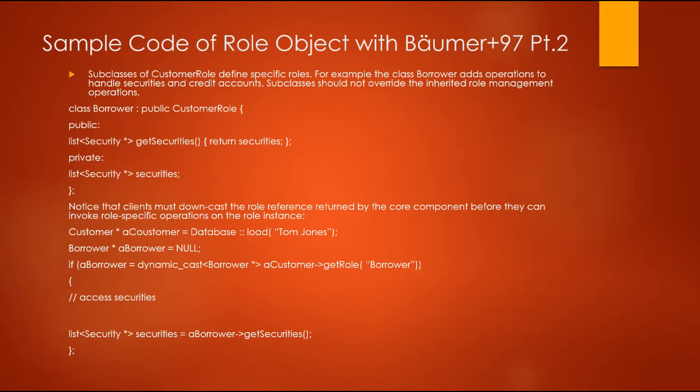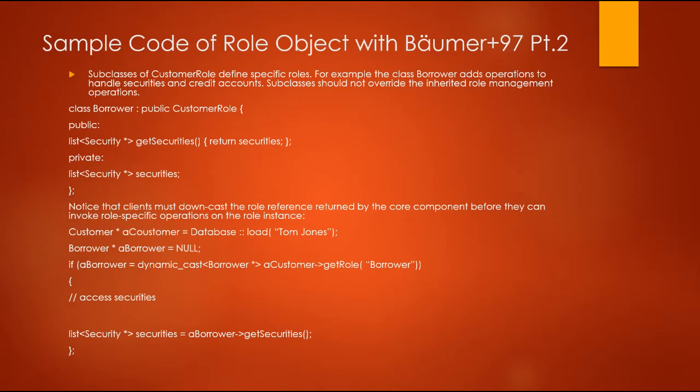Subclasses of CustomerRole define specific roles. For example, the class Borrower has operations to handle securities in credit accounts. Subclasses do not override the inherited role management operations. So the class Borrower is assigned to the public CustomerRole. Under the public, it also has this linked list, ListSecurity, getSecurities, and returns securities. Then there's the private variable listSecurity.